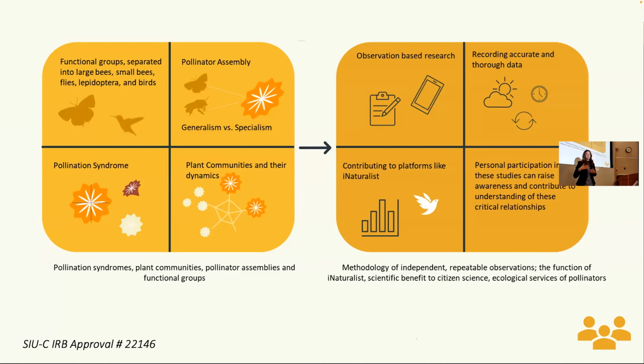We then taught them how, if they wanted to take these observations, how they could contribute to the scientific community by posting these observations on citizen science platforms like iNaturalist. And then it wrapped up with the importance of these observations. So what one individual could contribute to our scientific understanding of plant-pollinator interactions just by posting a picture on a platform like iNaturalist.